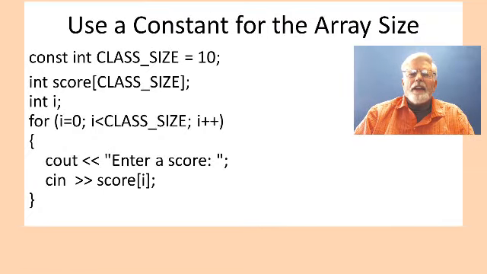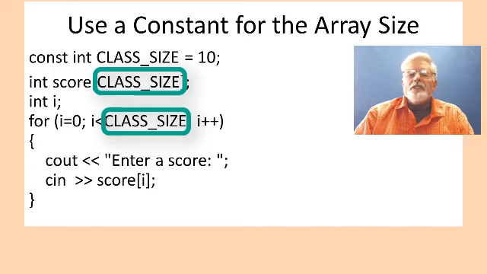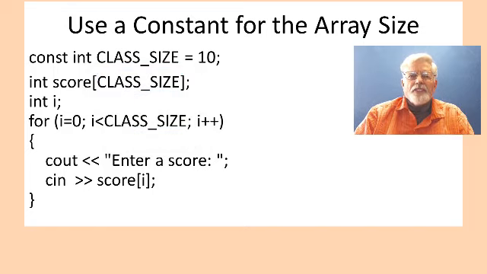Here is a fantastic reason to use constants. The same constant is being used when declaring the size of the array and also used inside the for loop to increment through the array. If class size ever changes, it will be changed in every location that it is used. What would happen if you just used the number 10 and forgot to change one of them?